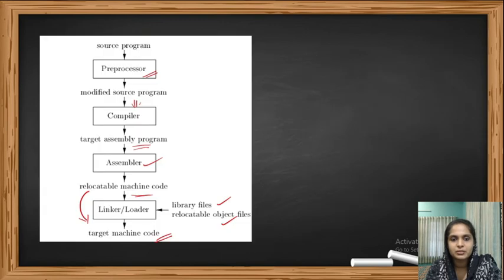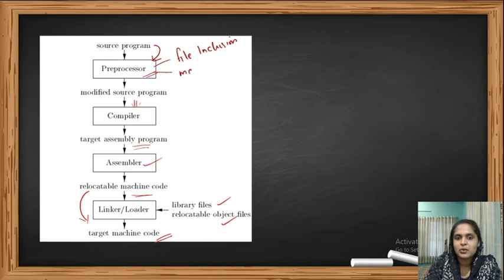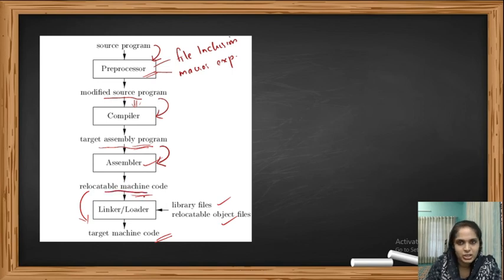So let's brief it out. For analyzing a source program, it will first be fed to the preprocessor. The preprocessor will perform two tasks, that is file inclusion as well as macro expansion. After that, we will get the modified source program. This modified source program will be fed to the compiler, and the compiler will produce as output a target code, that is a target assembly program or a target machine code. If it is a target assembly program, then we need an assembler to convert it to the relocatable machine code.